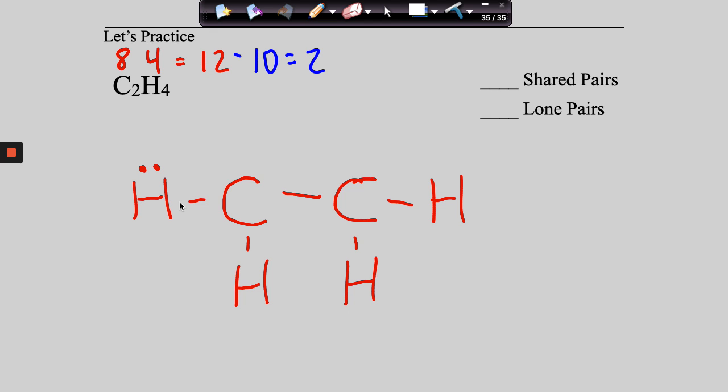It doesn't obey the octet rule. It's the only atom that doesn't. So where are we going to put these electrons? Well, the only place that we can put them is on the carbon. Now, guys, what we don't do is split them up. We keep them together. And you're going, wait a minute, if we split them up, we could put 1 on each and that would be symmetrical. And that's true, but the electrons stay together in pairs.